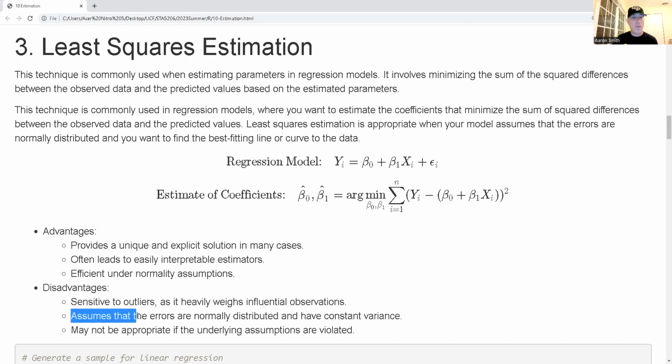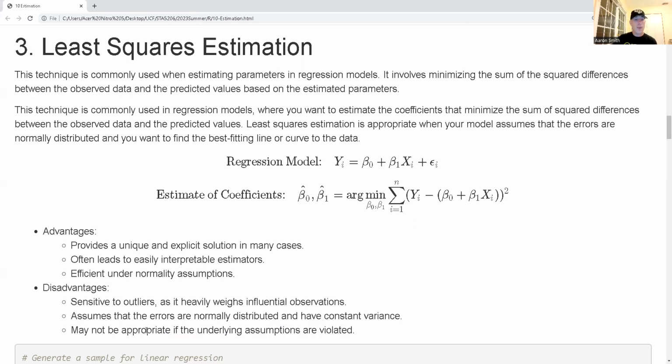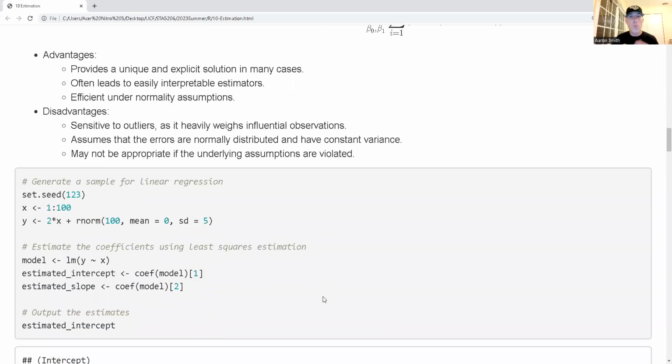Another disadvantage is that it assumes that errors are normally distributed and have constant variance. This may not be appropriate if underlying assumptions are violated. This can actually be weakened a little bit, but the constant variance has to be true. We make the assumption that errors have expected value of 0 and constant variance. Normally distributed is needed if I want to do hypothesis testing. We could weaken the assumptions a little bit, but not very much. It usually doesn't make a difference in real life data.